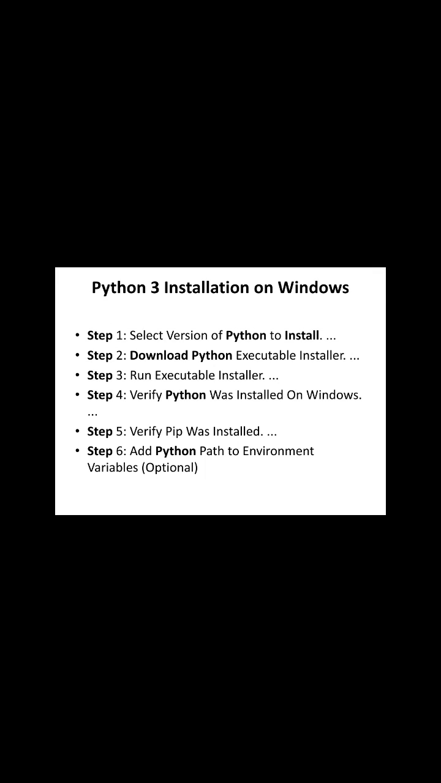First step, select the version of Python to install. Second, download the Python executable installer. Third step, run the executable installer. And the fourth one, verify Python was installed on Windows. And number 5, verify pip is installed. And number 6, add the Python path to environment variables.